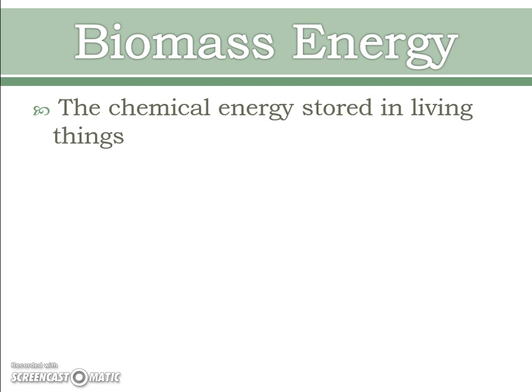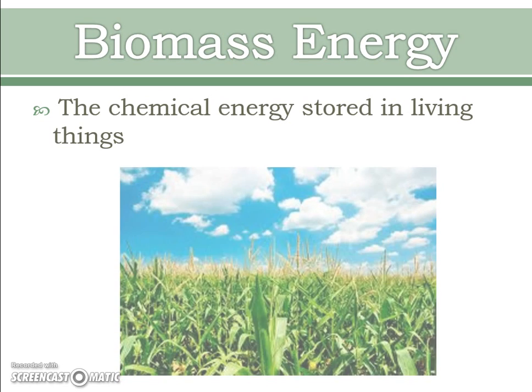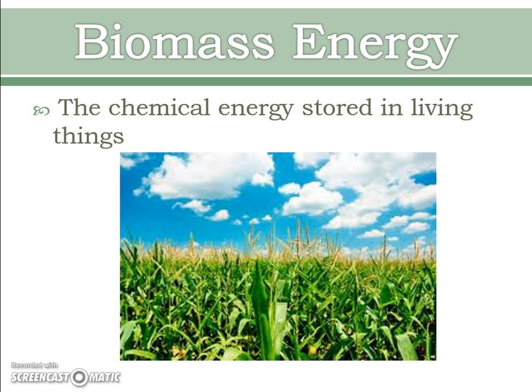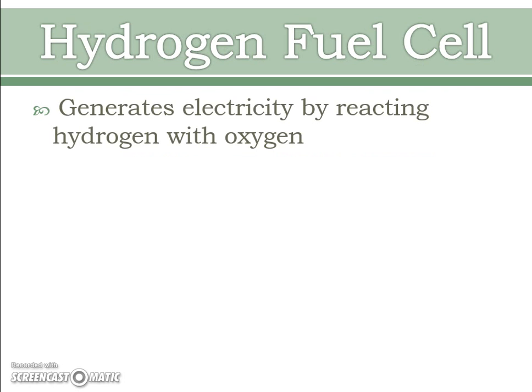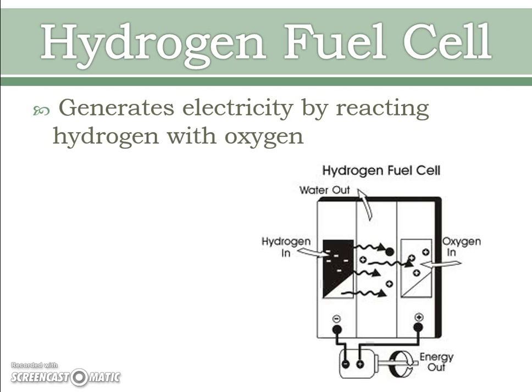Biomass, so think of chemical energy. This is from living things, so think of corn, vegetable oil, those type of things that can be used for diesel. Hydrogen fuel cells, so we're taking hydrogen and oxygen and we're generating electricity by converting this and getting the energy from when it converts into water. So hydrogen gas in, oxygen gas in. When it makes water, you get almost like a miniature explosion that emits energy.